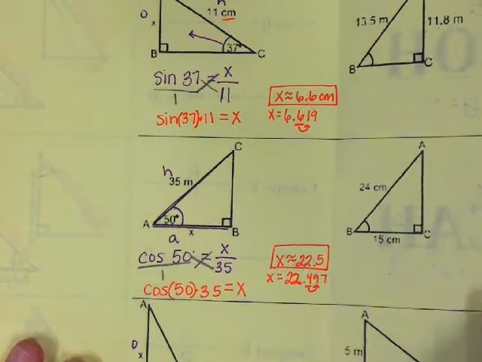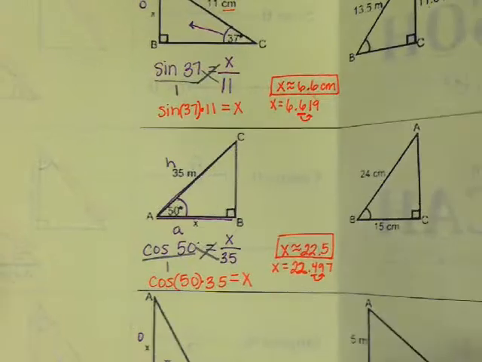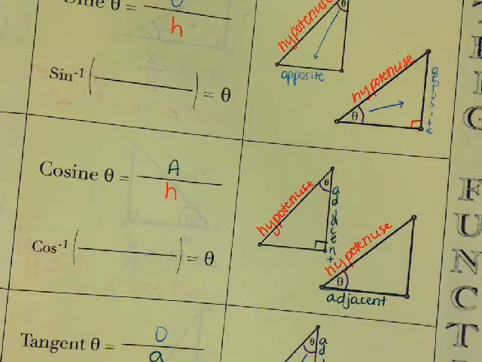Okay, so that is how to find missing sides using sine, cosine, and tangent. Okay? And then we will do the other part in our next video.